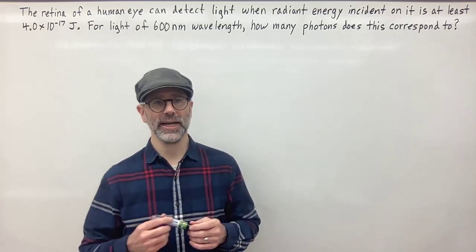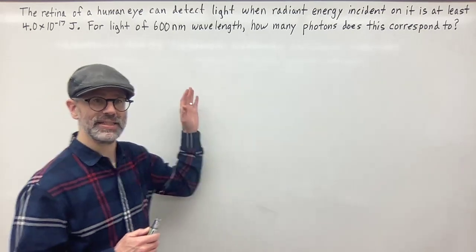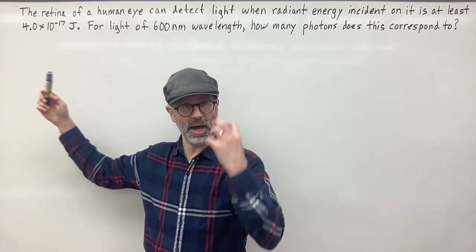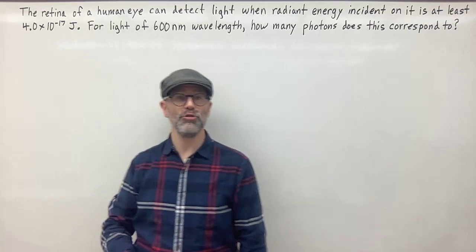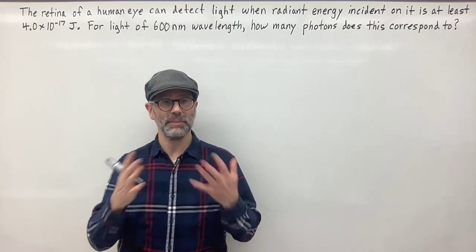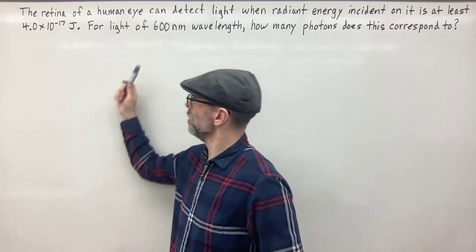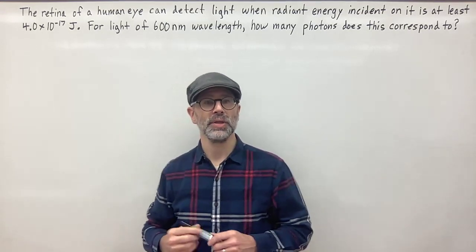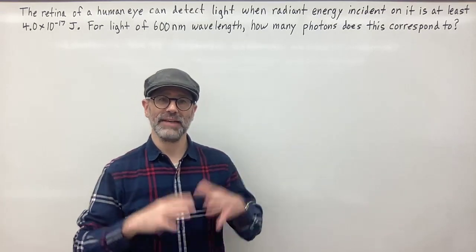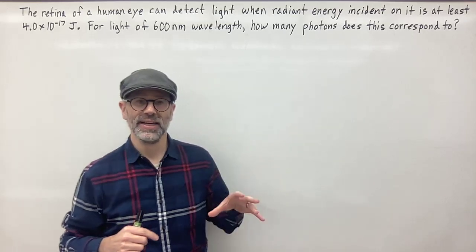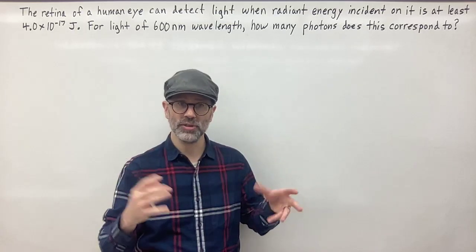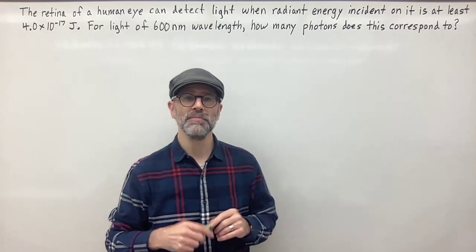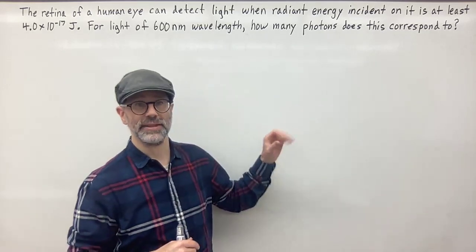So the first thing we need to recognize is that what we're given here is a total amount of energy falling upon the retina that is required for you to be able to detect the light and see something. This is a given amount of energy in joules. That amount of energy is not just one photon, but a whole bunch of photons falling upon the eyeball and the retina. We need to first understand that.